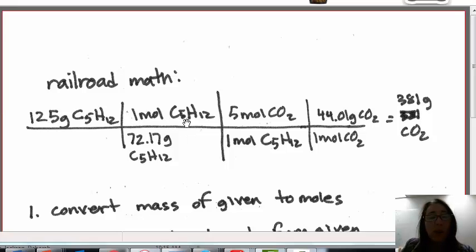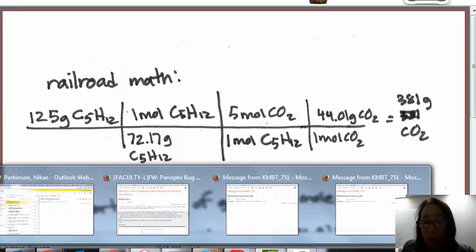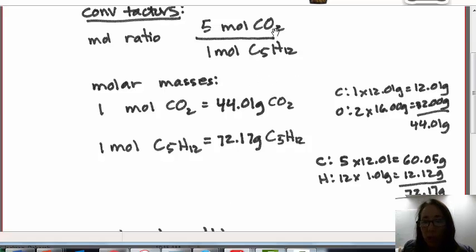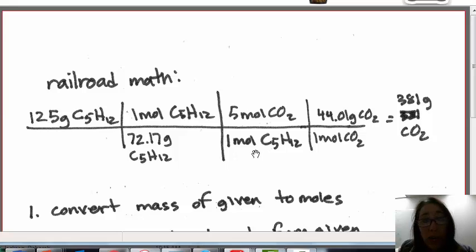I have moles of C5H12 in my numerator, so I know that moles of C5H12 have to be in my denominator. And when I look at my conversion factors, my mole ratio is the only other conversion factor that has moles of C5H12 in it. So that is my next conversion factor. And then my moles of C5H12 cancel out, and now in the numerator I have moles of CO2. And so the last conversion factor that I haven't used yet is the molar mass of carbon dioxide. So mole of CO2 goes in my denominator and it cancels out.